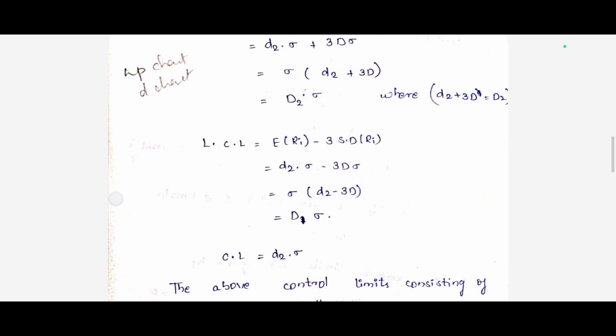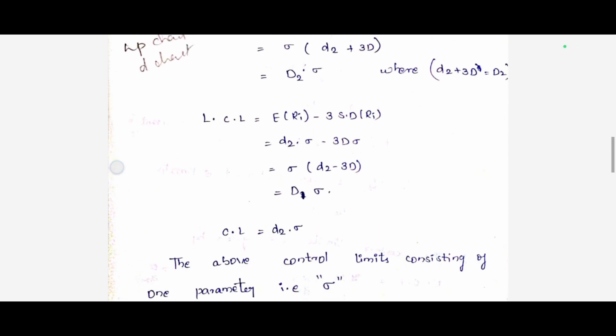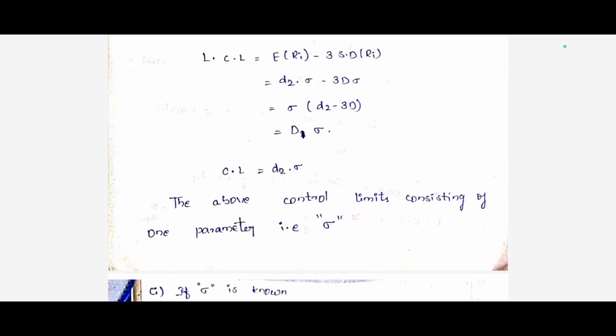Similarly, LCL. What is the LCL? The expected value of Ri minus 3 into the standard deviation of Ri. So d2 into sigma minus 3D into sigma. If you take sigma common in both, then we get d2 minus 3D, that is D1 into sigma. It is a symbolic representation, and we are also going to have the formulas and table values too. CL is equal to d2 into sigma.